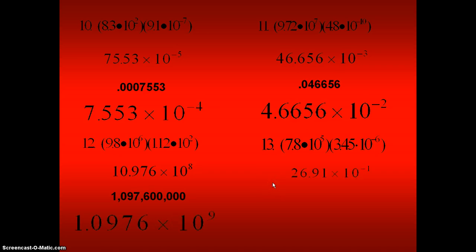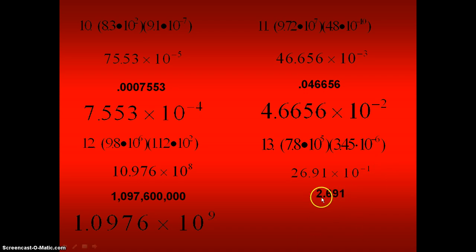Alright, for 13, when you multiply through, you're going to get 26.91 times 10 to the -1st power. Remember, you're adding your exponents here. 5 plus -6 gives you -1. Not in scientific notation form, so you're going to have to put it into standard form. Swing that decimal place 1 spot to the left, and then turn this number into scientific notation.